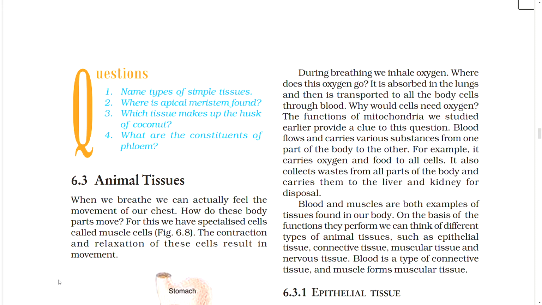Blood and muscles are both examples of tissues found in our body. On the basis of the functions they perform, we can think of different types of animal tissues, such as epithelial tissues, connective tissues, muscular tissues, and nervous tissues. Blood is a type of connective tissue and muscle forms muscular tissue.